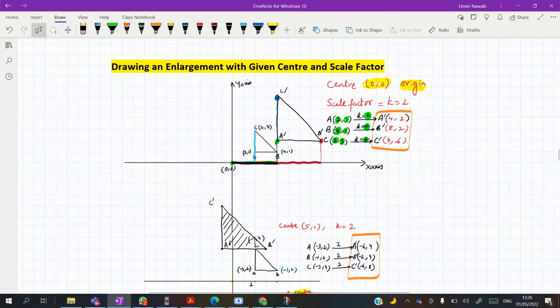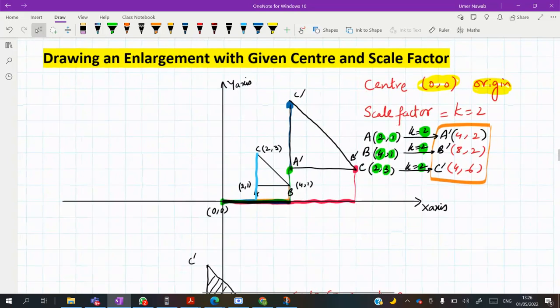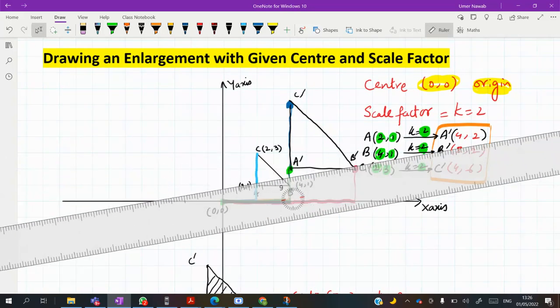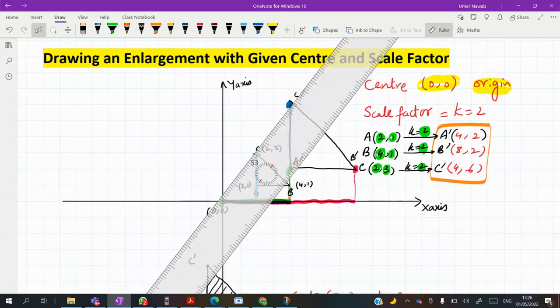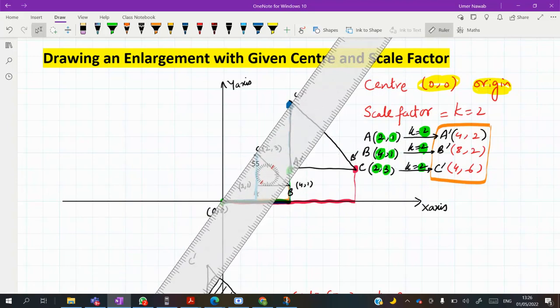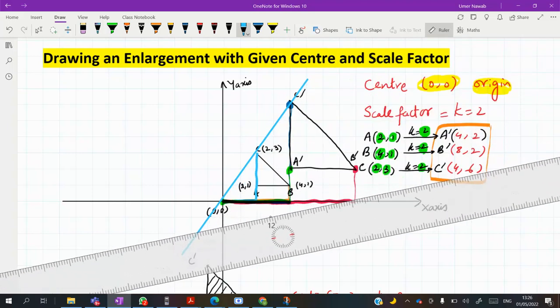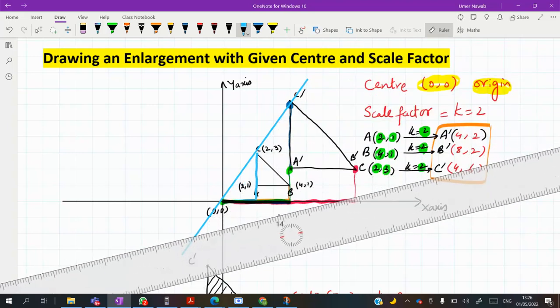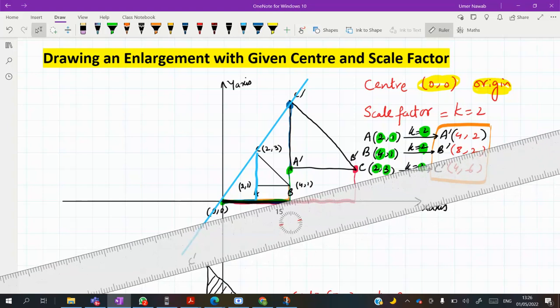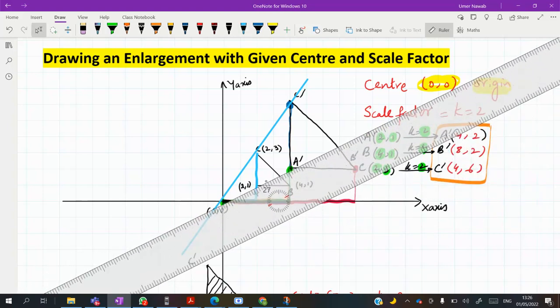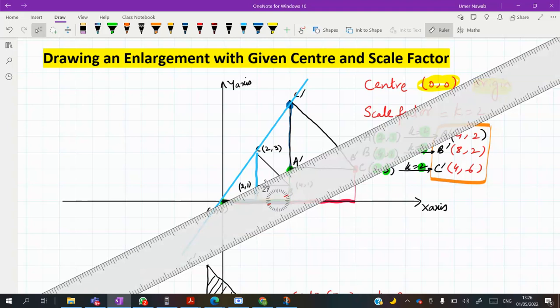There is an opposite case. Sometimes the examiner gives you the original shape and the final shape, and he asks you to find the center, which is pretty simple. You will just join the points with the corresponding points. Okay, so I pick one pair of corresponding points, and now I'm going to pick the second pair of corresponding points and draw a line.